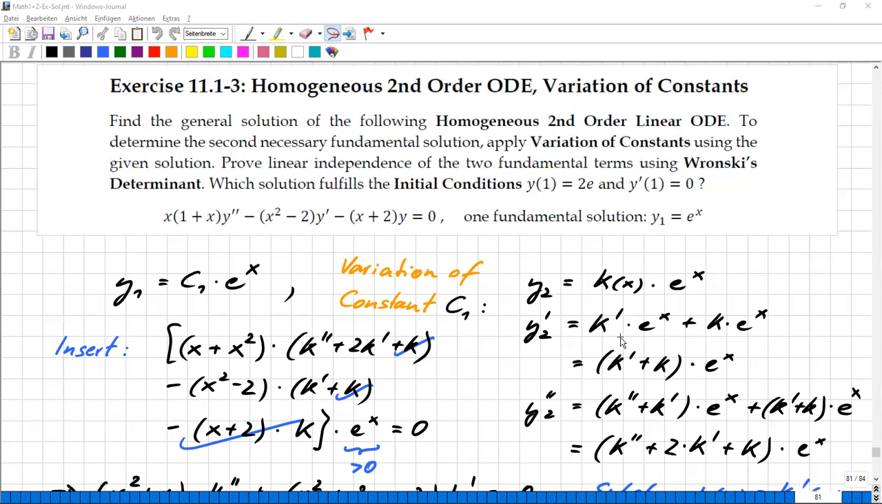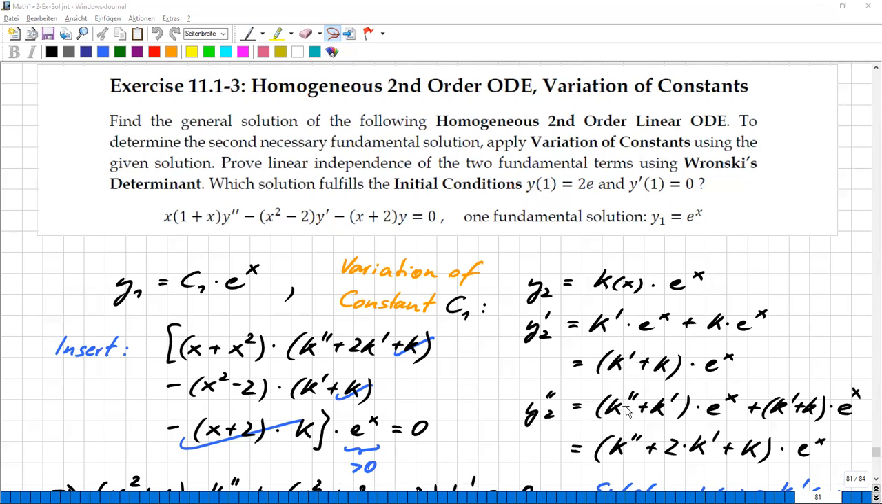Then leaving this alone, the second factor, e power x, plus the other way around, k times e power x prime, which is still e power x. And so I can put these factors in parentheses, which are then k prime plus k as a total factor with e power x. So that's it.